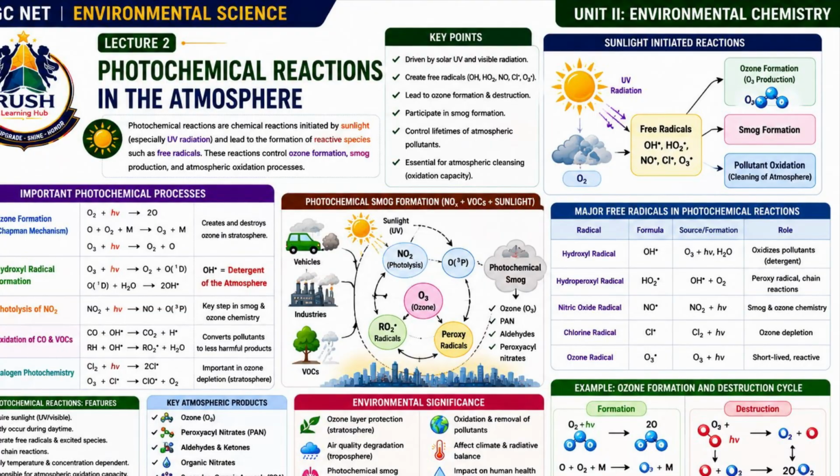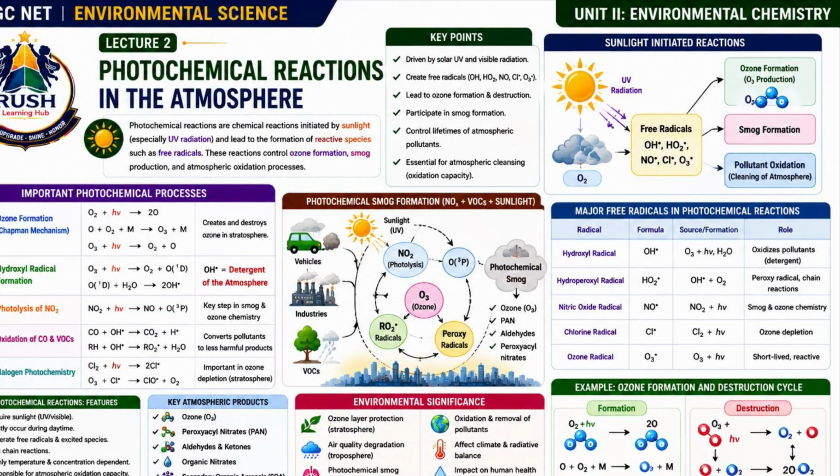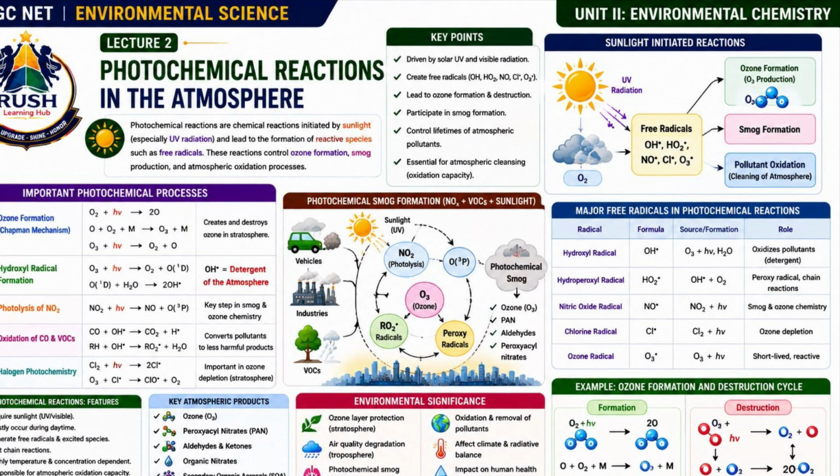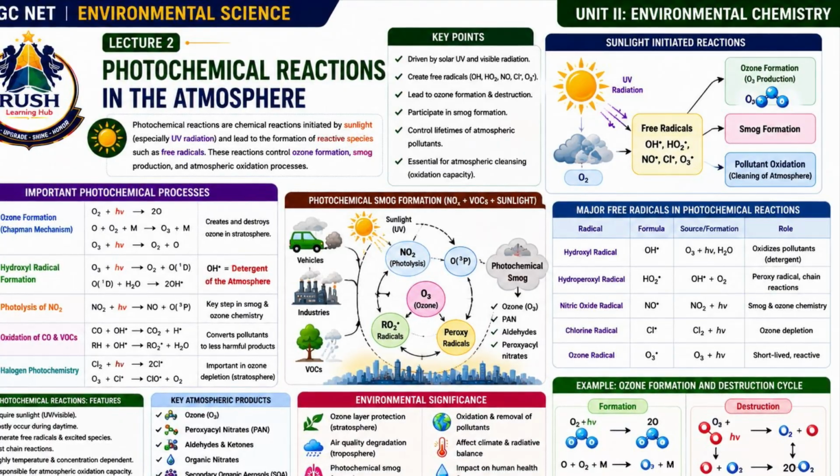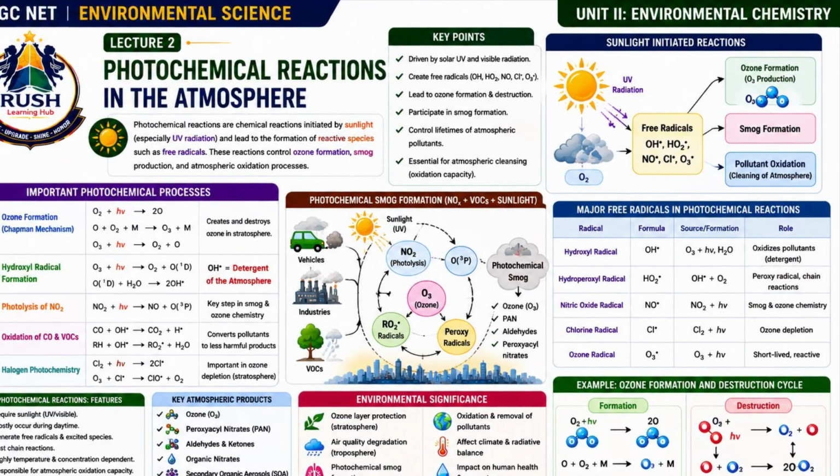The fourth group includes chlorine and bromine radicals. These radicals are important because they contribute to stratospheric ozone depletion. The fifth species includes excited oxygen atoms such as O(1D) and O(3P). These highly reactive oxygen species are central to ozone chemistry.